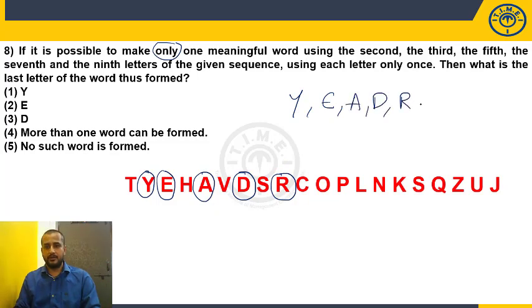How many meaningful words can be formed? There is only one meaningful word, right? That is ready. Now what is the question? If only one meaningful word can be formed, what is the last letter of the word thus formed? What is that? Y. So choice 1. Very simple. So it is based on the meaningful word.